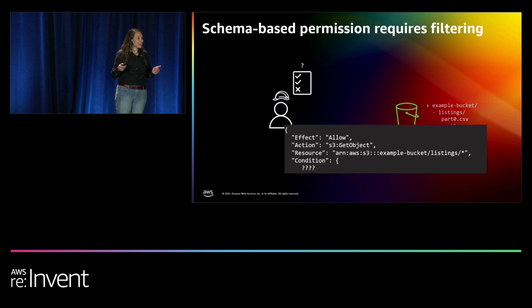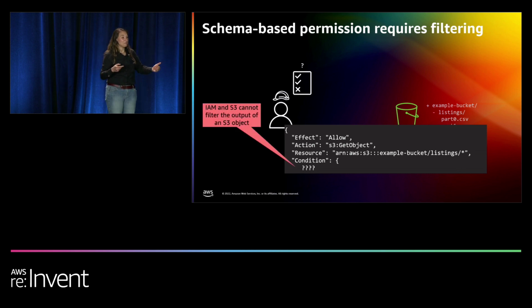Why can't you do that in IAM? Because I'm trying to say something about how the output should look. And if you remember, IAM is a very specific language about what requests you can make. IAM and S3 know what this object is, and they know whether or not you have permission to read the object. You either do or you don't, but there's no such thing as permission to read half the object, right? Neither IAM nor S3 is able to filter this data the way you want for these kinds of schema-based permissions.